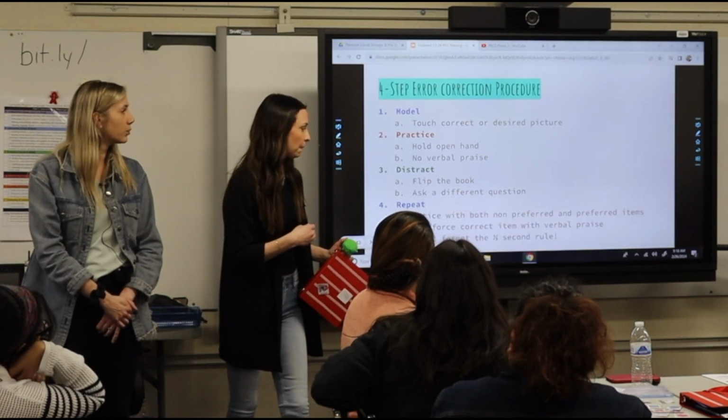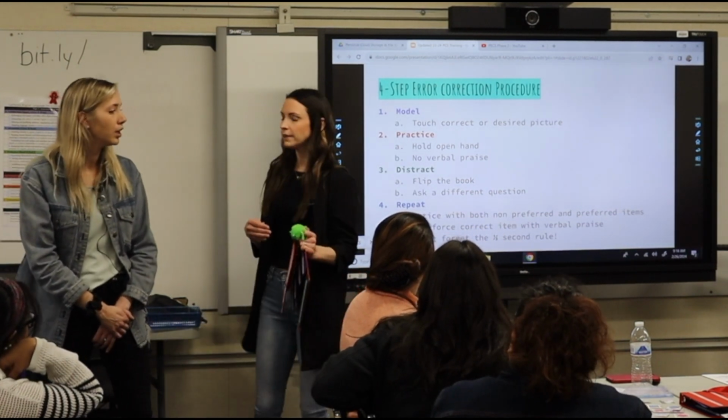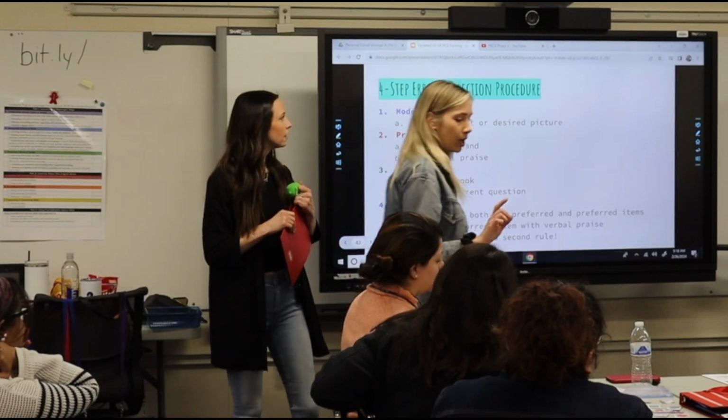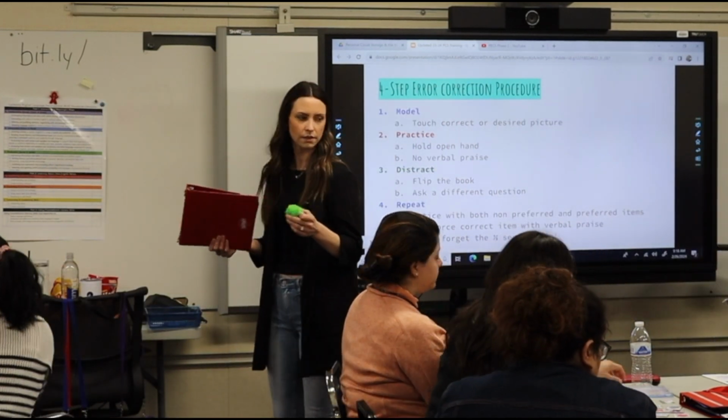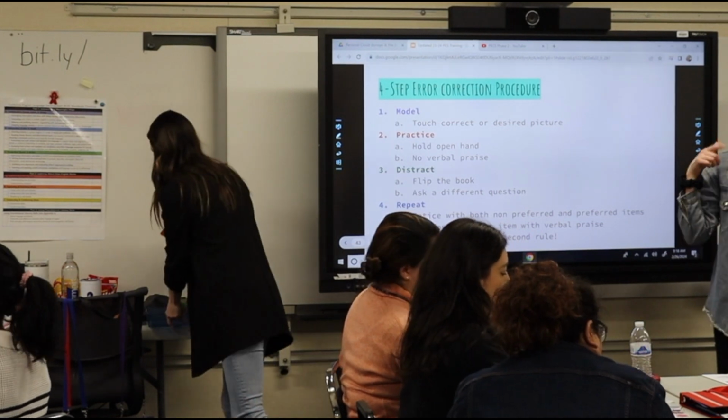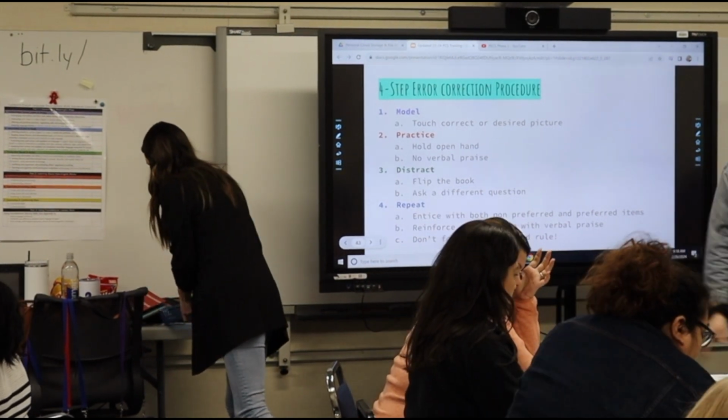So do the error correction with everyone right now. It's kind of confusing. Okay. So everyone practice the error correction. Everyone get their preferred and non-preferred out and put it on the front of their book. We'll do it all together just because it's kind of hard to understand when you're verbally saying it.